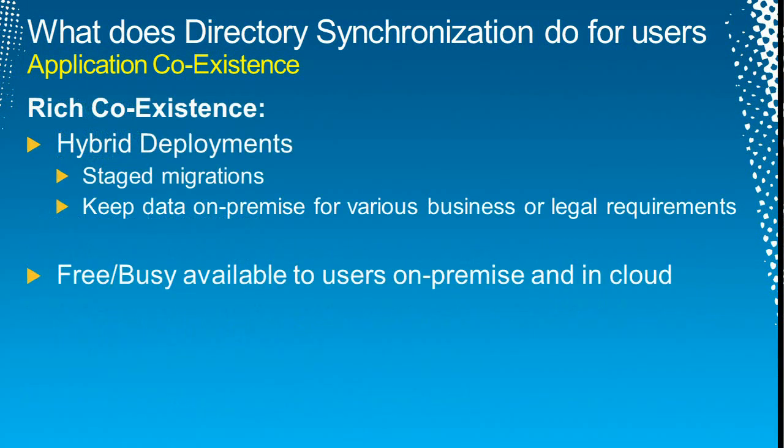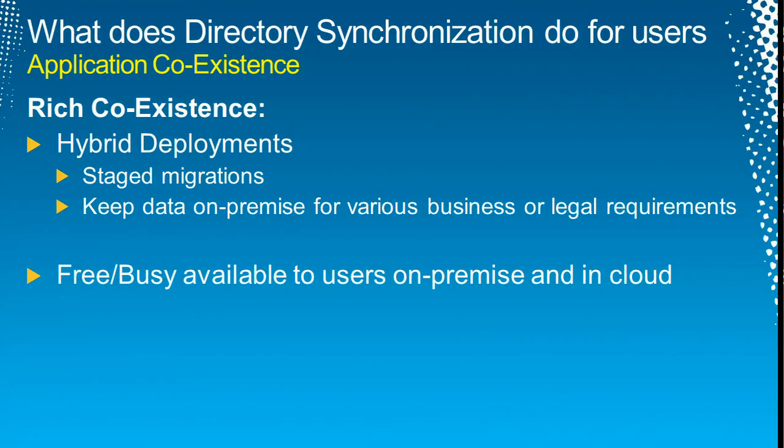The second tier, or the more complete set, is what we call rich coexistence. Now, what this really does is supports what we call hybrid deployments, meaning you're going to have some set of users with some set of services in your intranet and other users with other services in the cloud. So you could have, for example, 50% of your company using Exchange on-premise and the other half in the cloud.